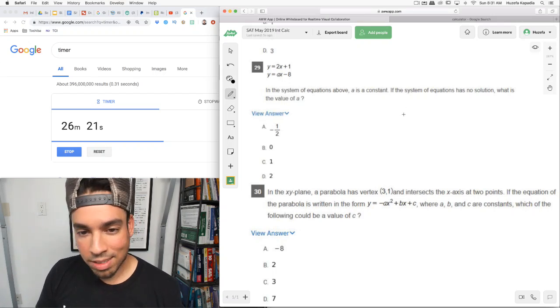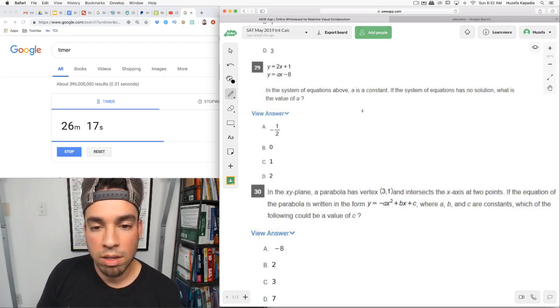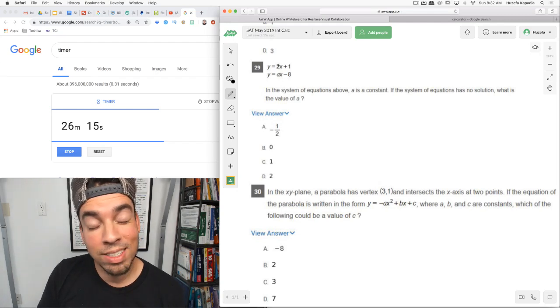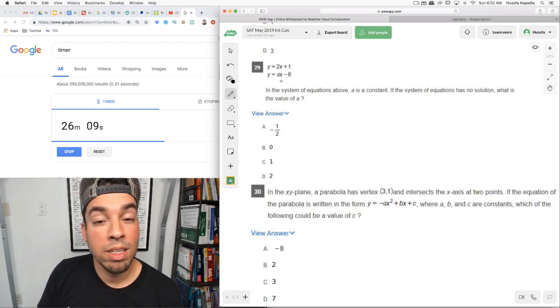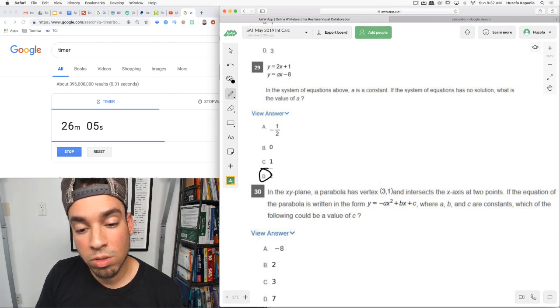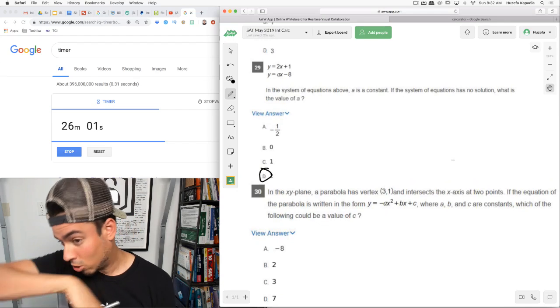System of equations. A is constant. If the system of equations has no solution, what is the value of A? All right. If they have no solution, it means these lines are parallel. So actually, that's it. If they're parallel, they have the same slope. 2 is the slope of that one. Therefore, that one has to be a slope of 2. If you know that definition of what it means to have no solutions, you're done.